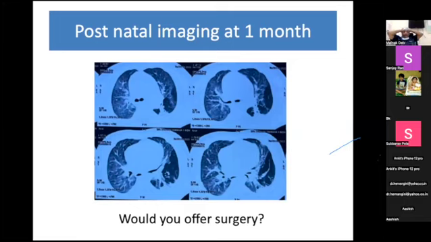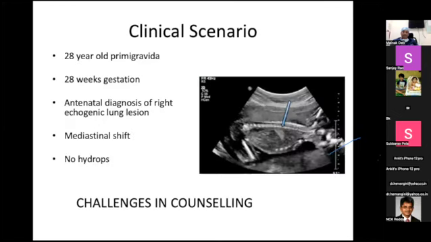So, how many in the audience would offer surgery to this patient? It would be nice if you had your opinions and we could discuss this at the end of the presentation, right? So the groups for surgery or against surgery in this group, we could have a discussion as to why the persons who espouse surgery in this patient would do so, and why not, if not.